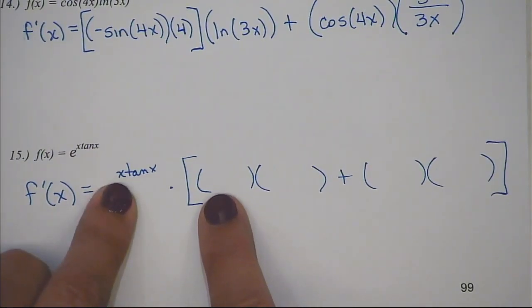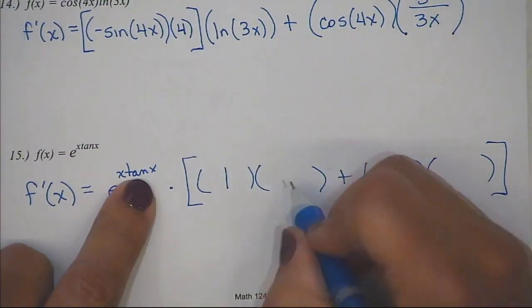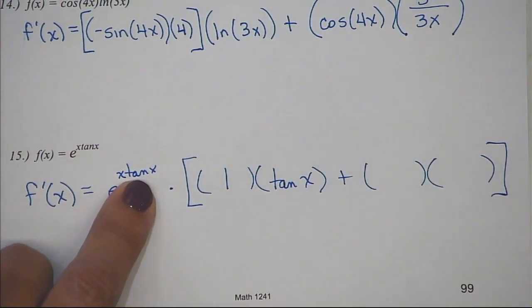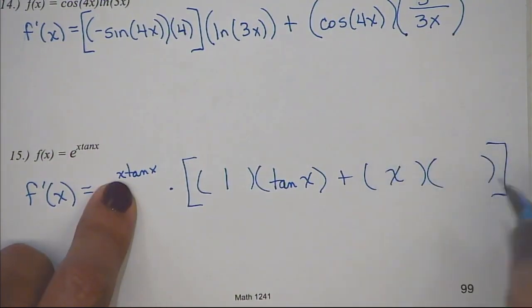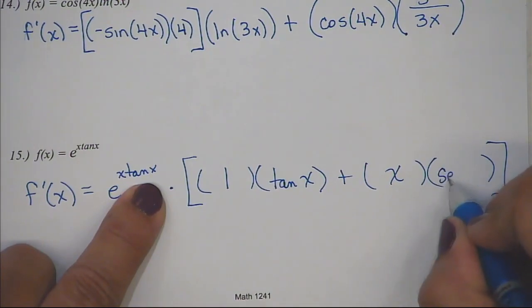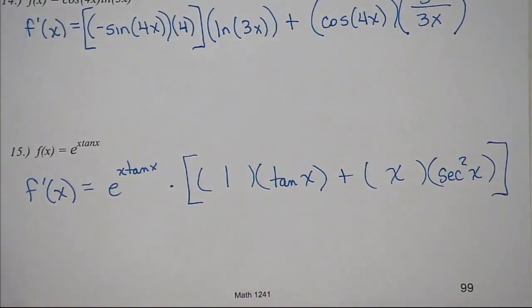Product rule. So we're going to start with the derivative of the first term. The derivative of x is 1 times the second, which is the tangent of x, plus the first, which is x, times the derivative of the second, the derivative of tangent, secant squared. And you can leave it just like that. And you can get rid of some of those parentheses, obviously.